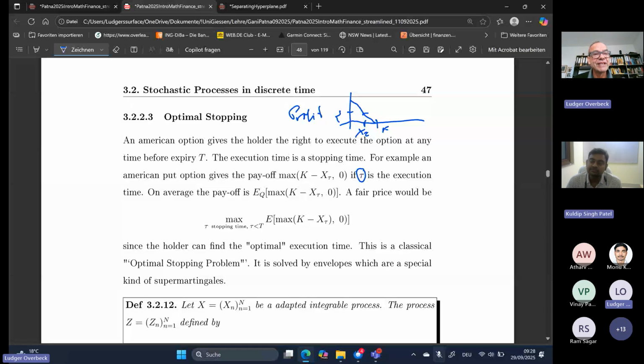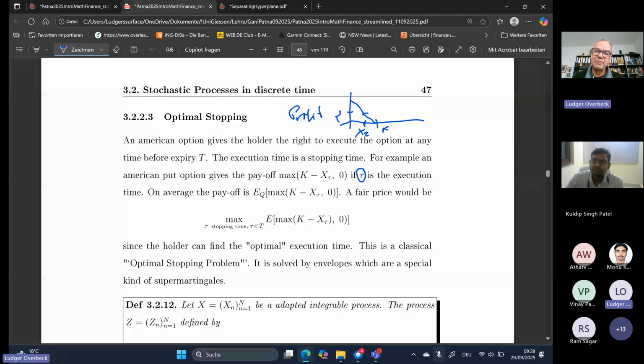For example, do the replication. Your condition on phi is that phi_t times X_t equals your option payout. And then under some conditions you get the same as the Black-Scholes formula.